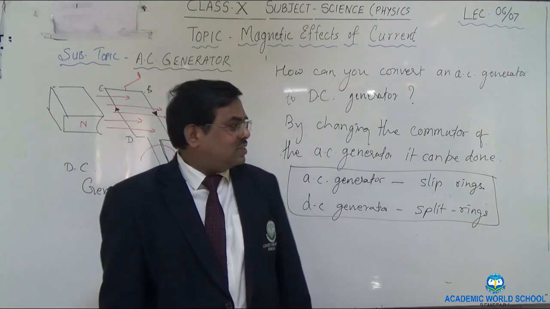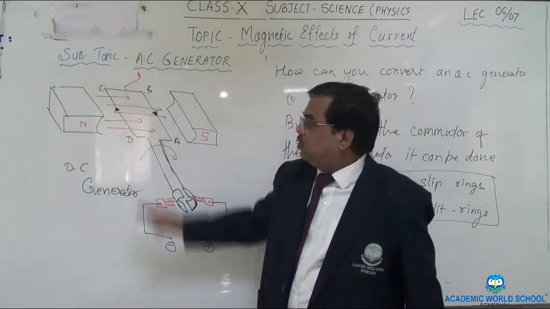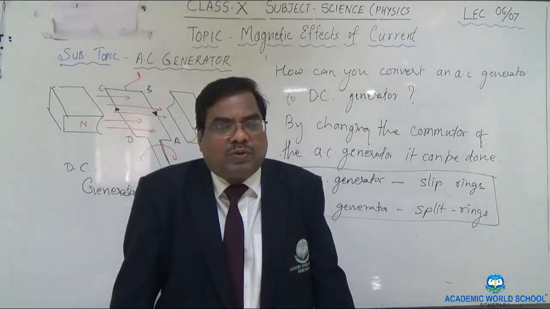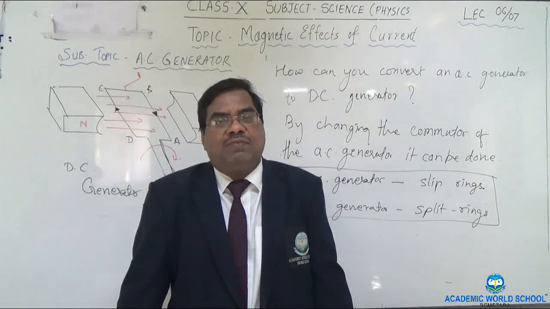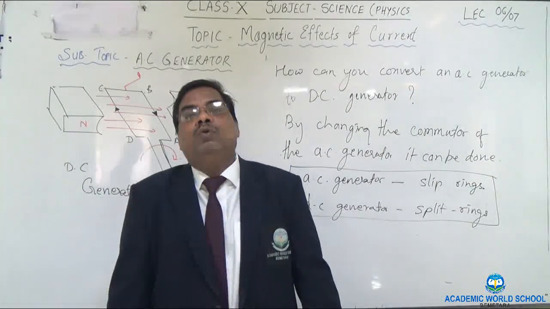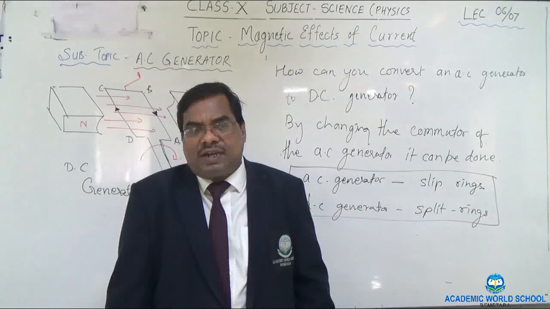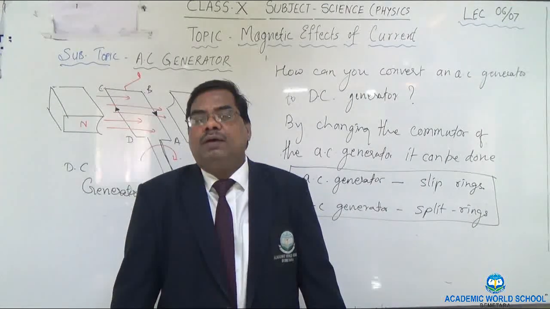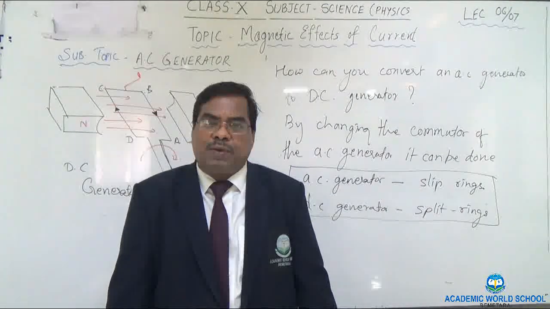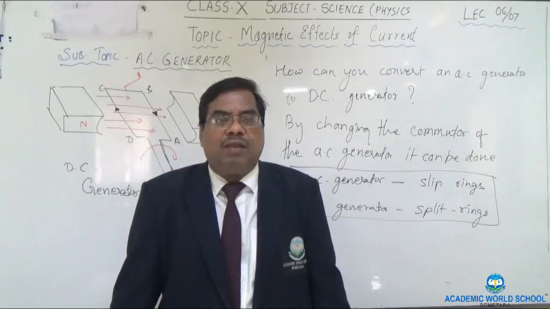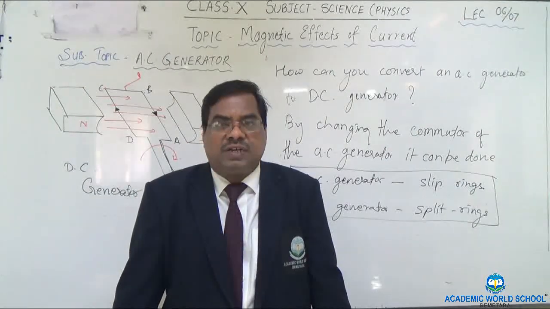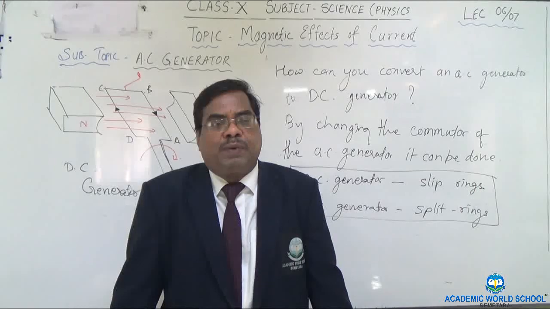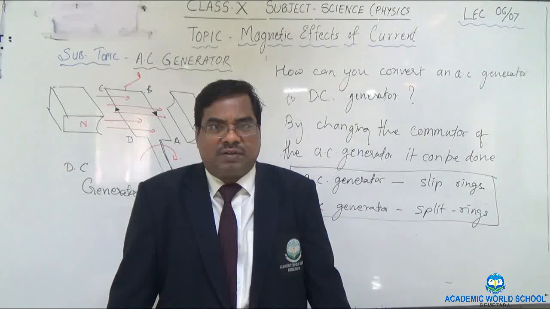So my dear students, you have understood the generator, the types of current, what are the differences in the two types of current, AC and DC, and you have also understood how you can convert an AC generator into a DC generator or vice versa. Please download the homework assignment from the ERP and submit it as soon as possible and learn this generator. Practice the diagram. The diagram is very essential, and label the parts of the generator. Thank you.